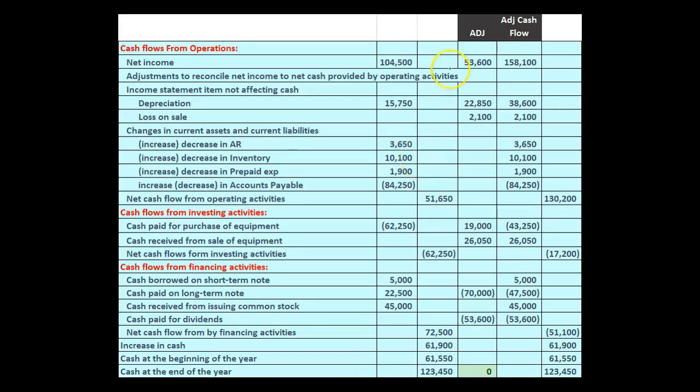Now, if we look at all that, here are the adjustments we just had. They add up to zero. The additions and the subtractions add up to zero. So we end up in the same spot, is the point.